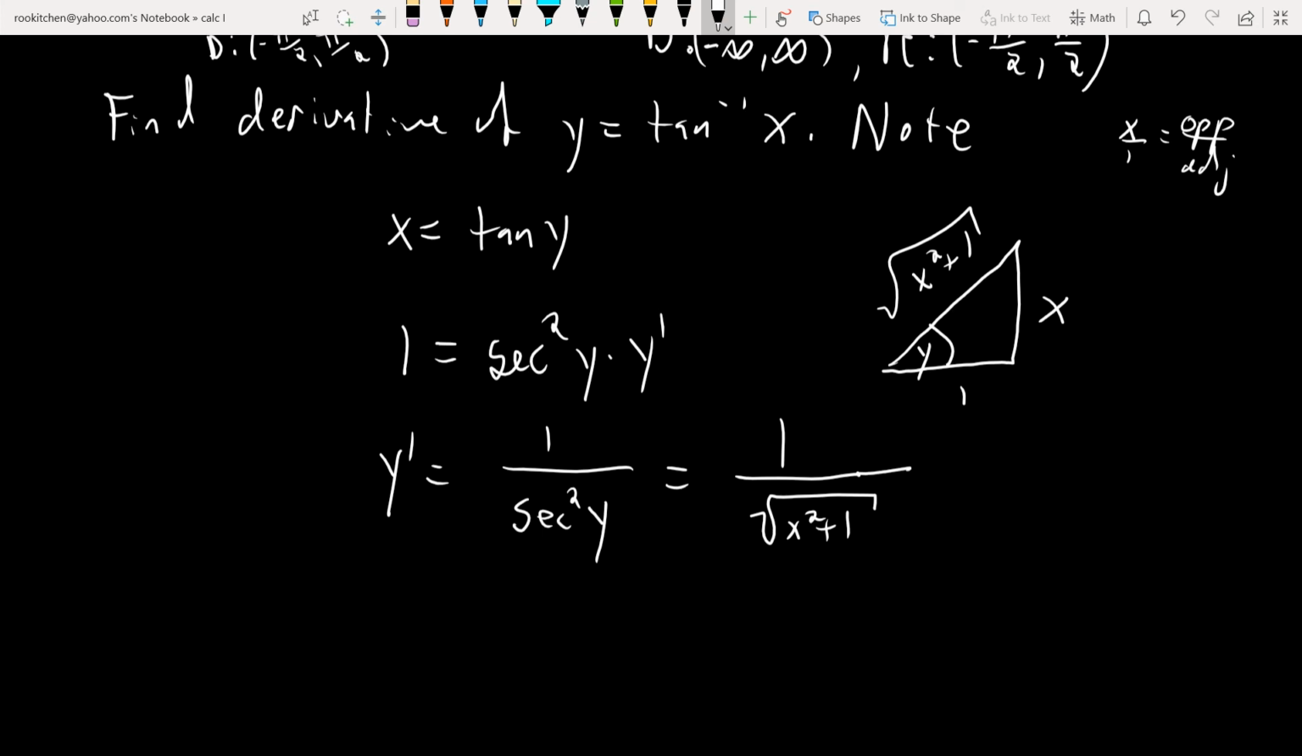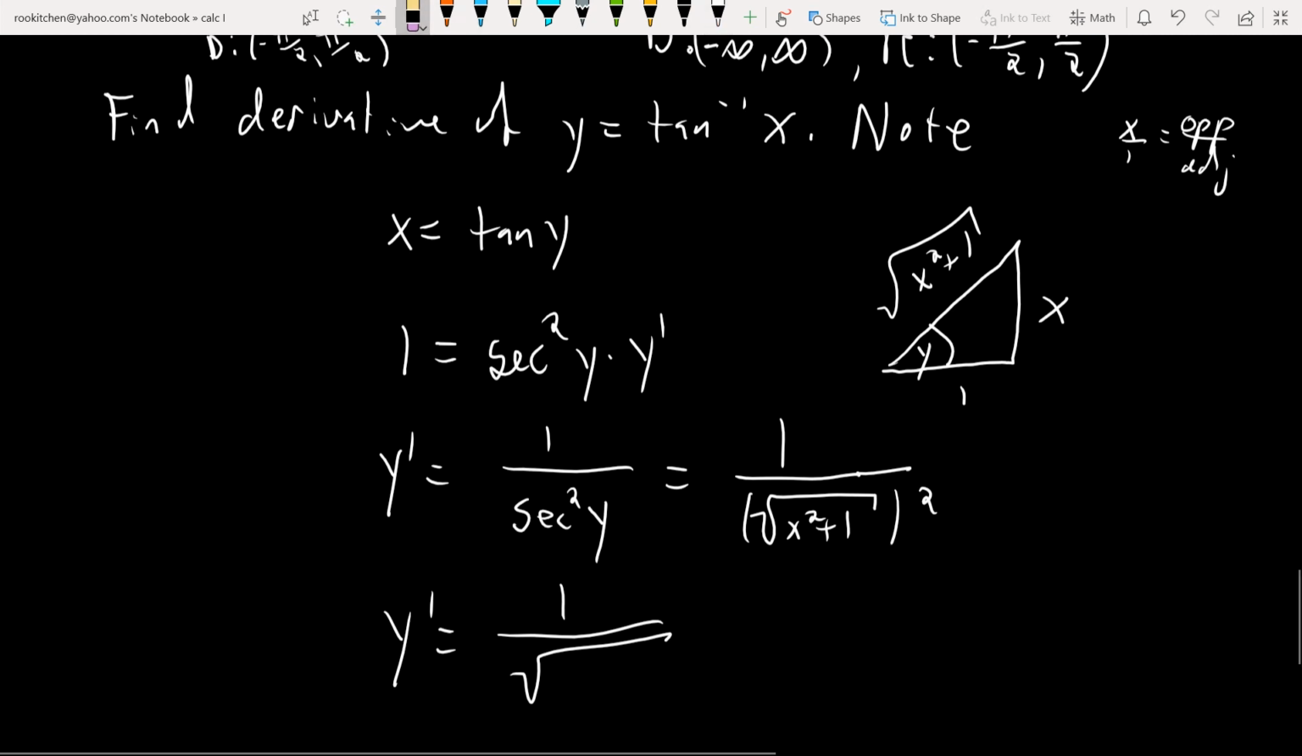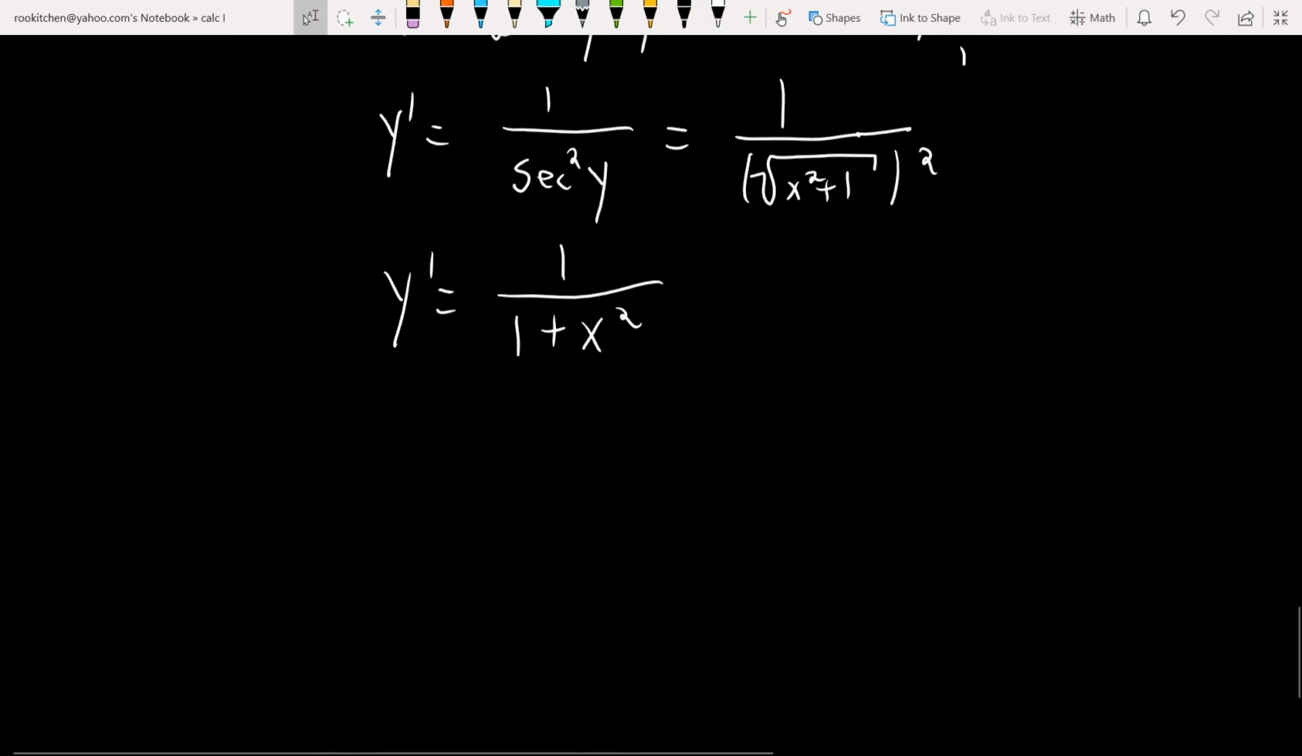So it turns out the derivative, and the way they like to write it is like this: 1 all over, whoops, it's squared, right? So we don't need the square root. It'll be 1 all over 1 plus x squared. So in general, we have these new derivatives to deal with.